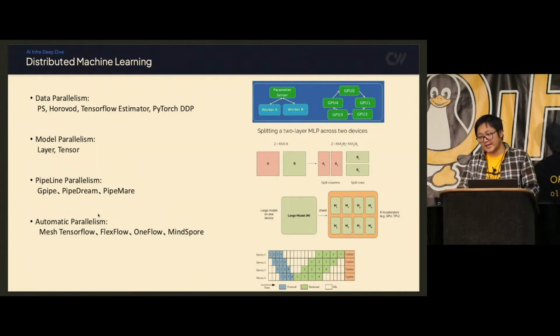Also, that needs a lot of planning, like how to split them and how to make them efficient. That becomes a challenge. Luckily, there's some research already on automatic parallelism, like Mesh TensorFlow, FlexFlow, OneFlow, and so on. So all of this makes it difficult.